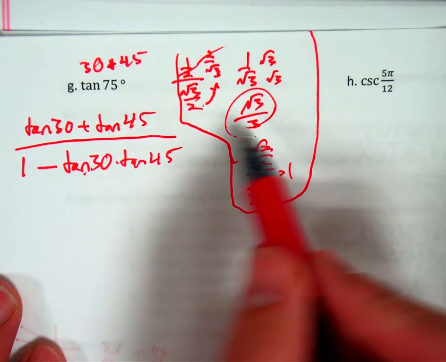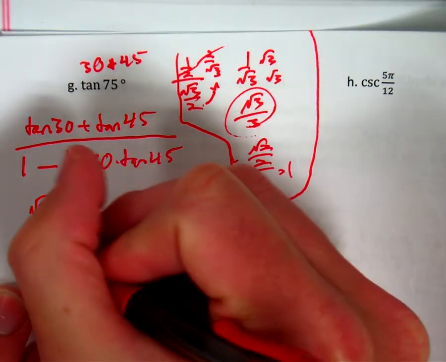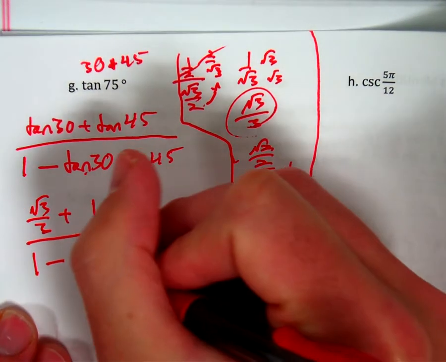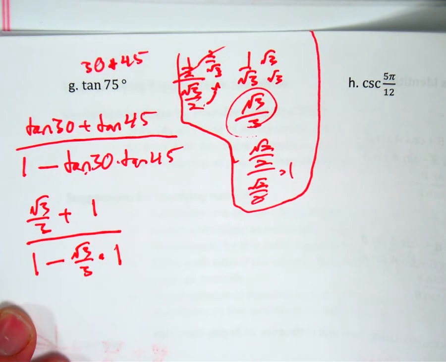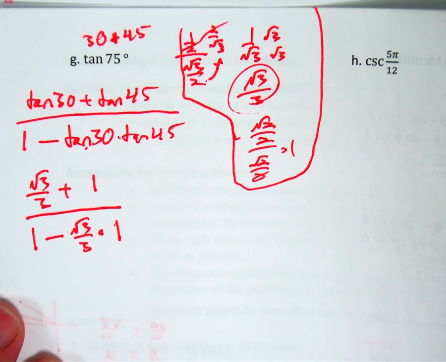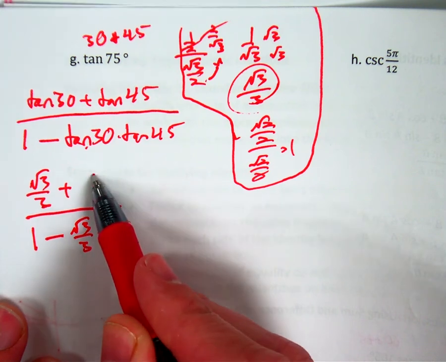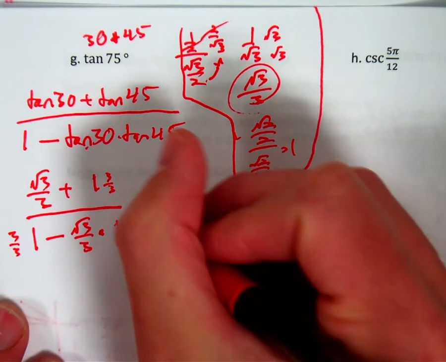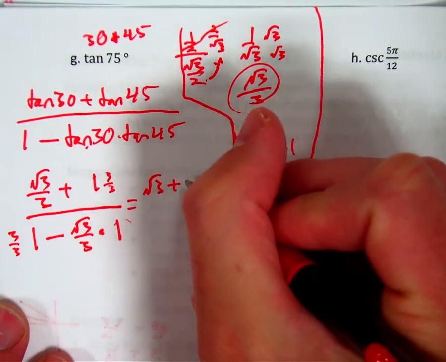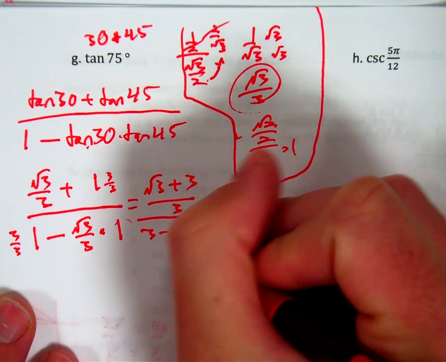Okay, so here we go. Radical 3 over 3 plus 1 over 1 minus radical 3 over 3 times 1. Okay, I'm going to change. So this radical 3 over 3 times 1 is going to stay radical 3 over 3. I'm going to change my 1s to 3 over 3s so we can put these together. So I have radical 3 plus 3 over 3 over 3 minus radical 3 over 3.